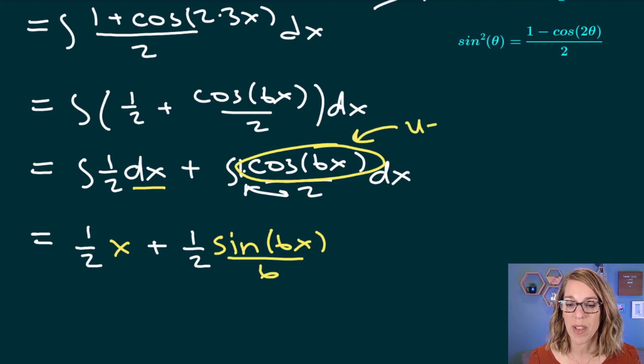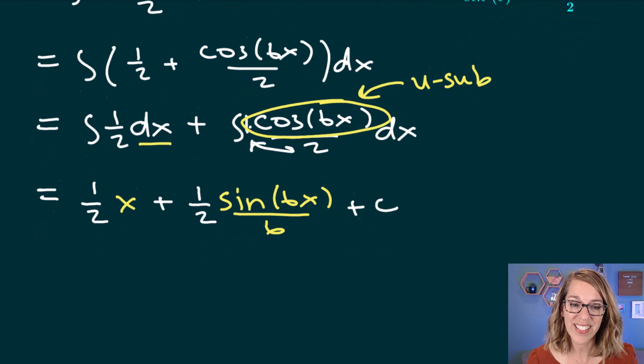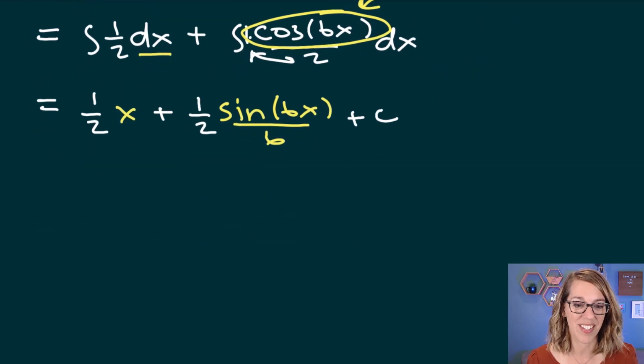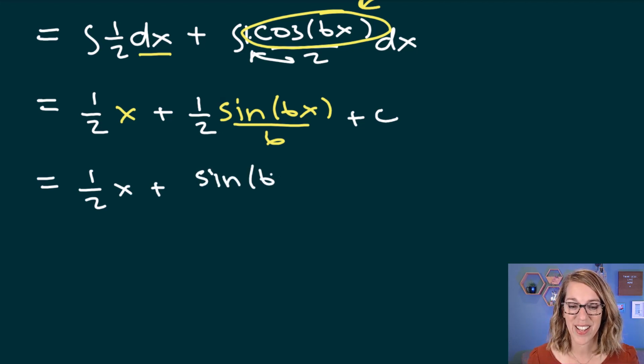You could check this by doing a u substitution. That's where that divided by 6 comes from. I'm not going to forget my plus c, and I'm just about there to my answer for this one. We end up with 1/2 x plus, that numerator is the sine of 6x, all divided by 12, plus c.